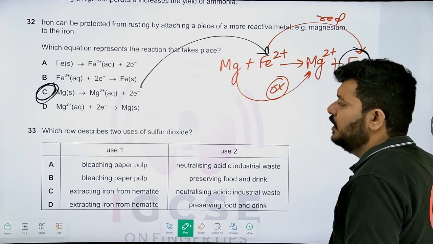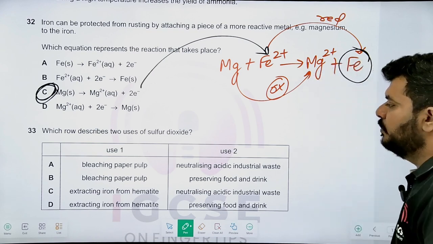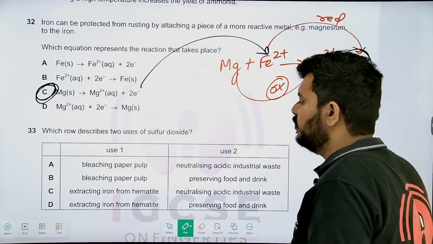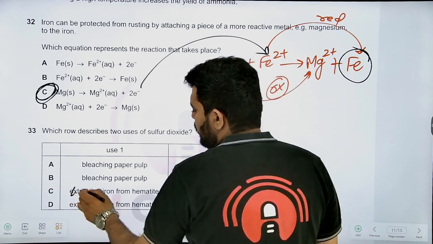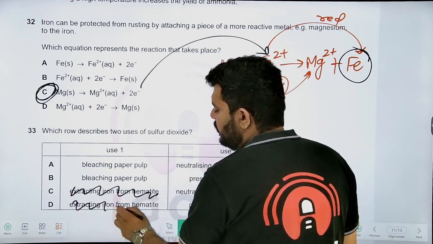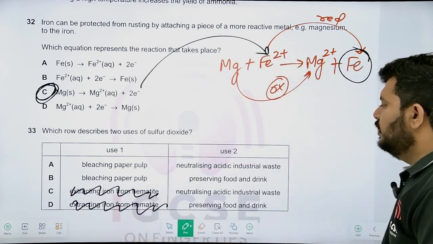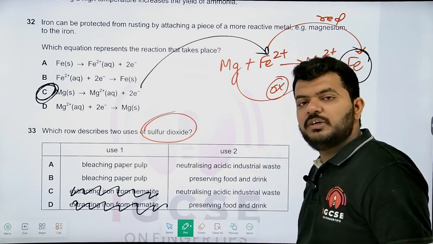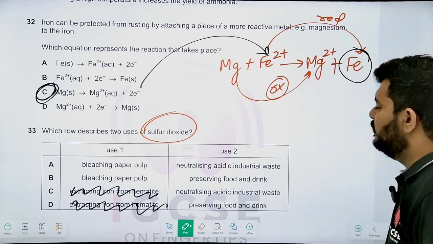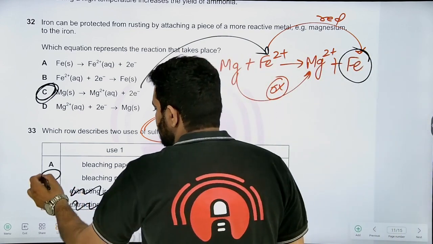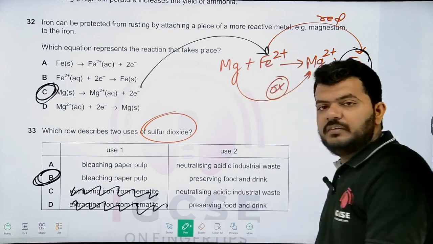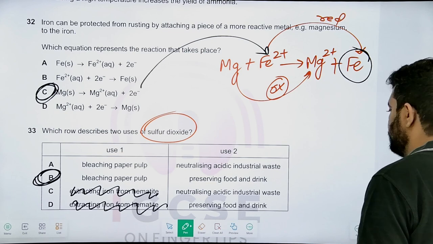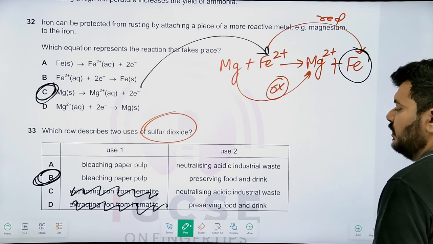Which row describes two uses of sulfur dioxide? Bleaching paper pulp, okay, extracting iron from hematite. These are the two options. Obviously, extracting iron from hematite is not the correct answer. Neutralizing acidic industrial waste: it itself is acidic, how can it do that? It cannot. So, preserving food and drink by acting as an inert or non-reactive gas, right? Although it has a choking smell, you can use it to preserve food and drink, right?